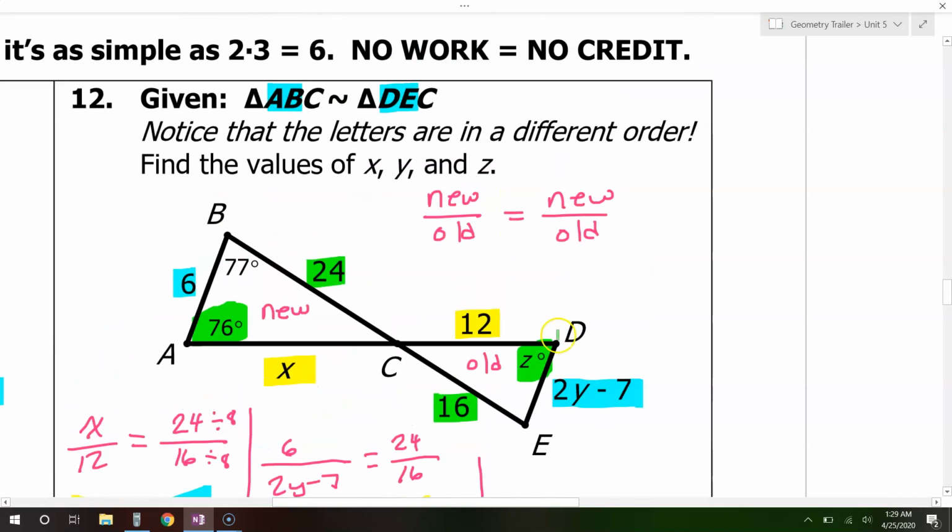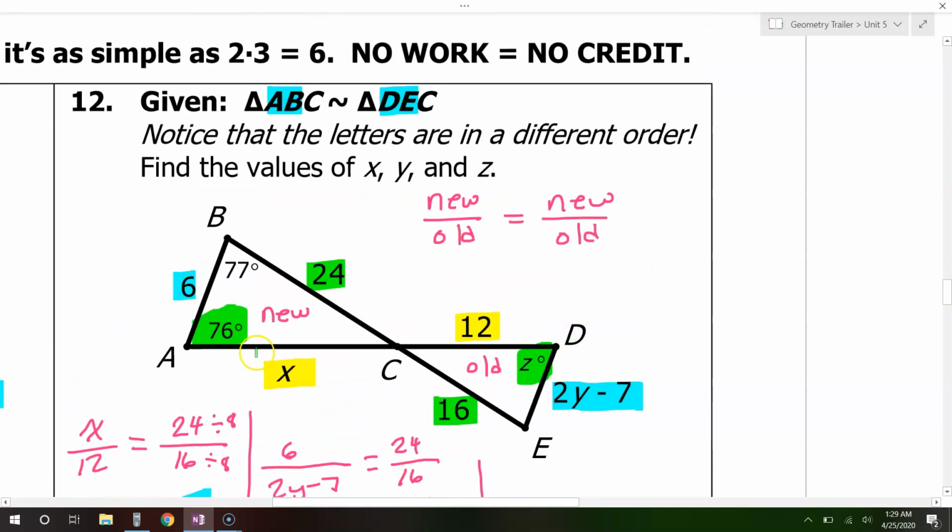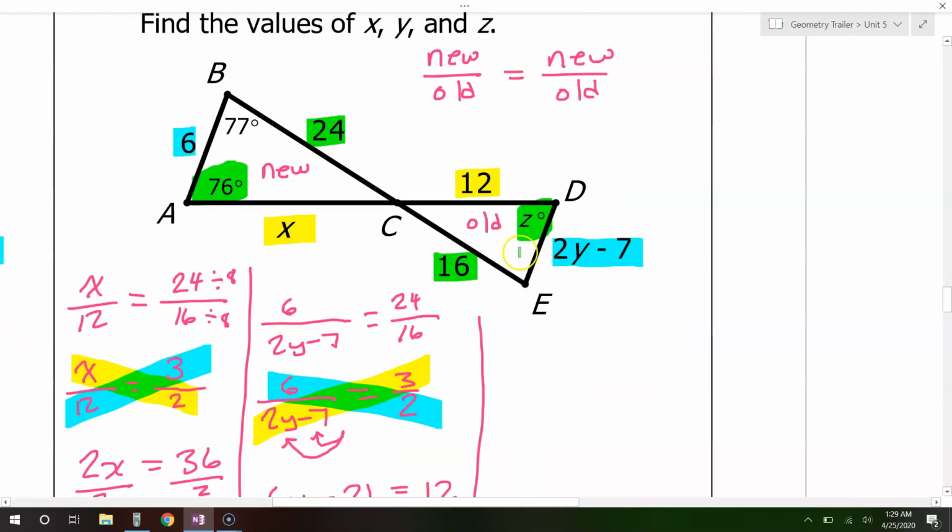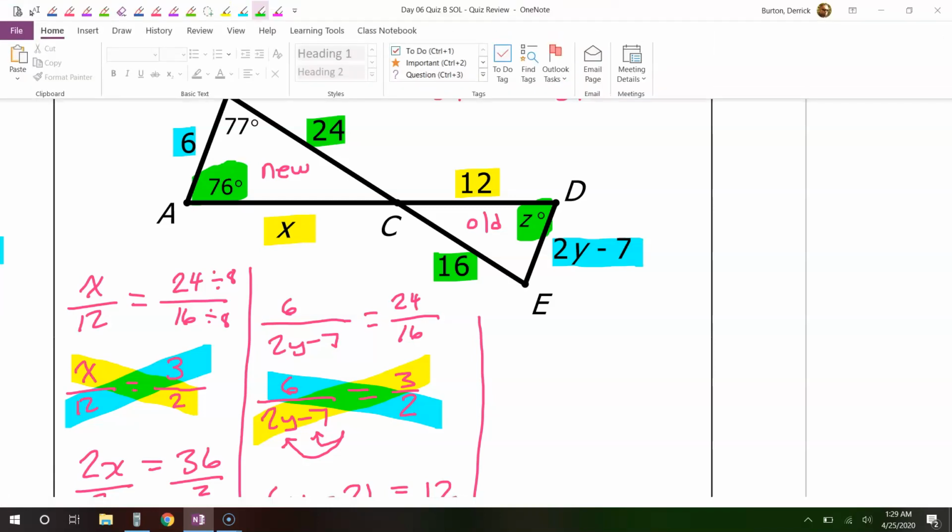I also could have used the fact that angle D, which is right here, corresponds with angle A. I could have used that. Either way, z is just going to be 76 immediately. There's no work to do.